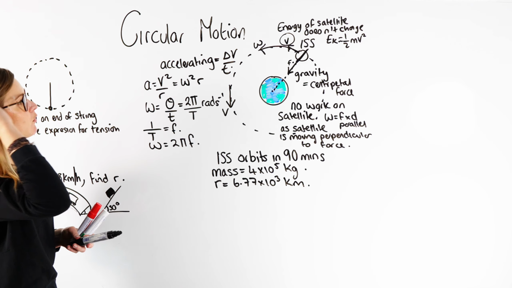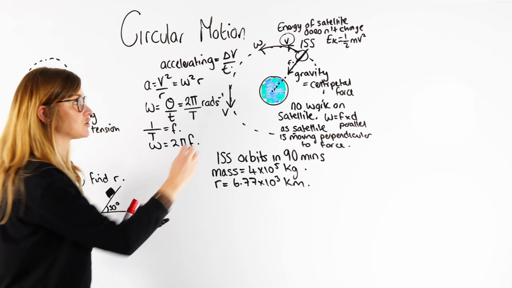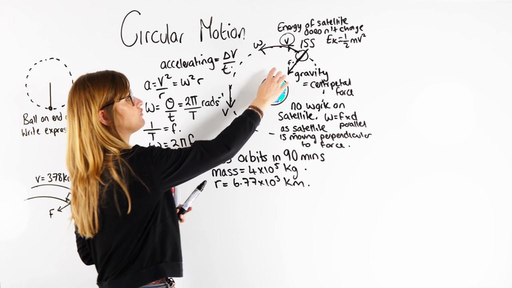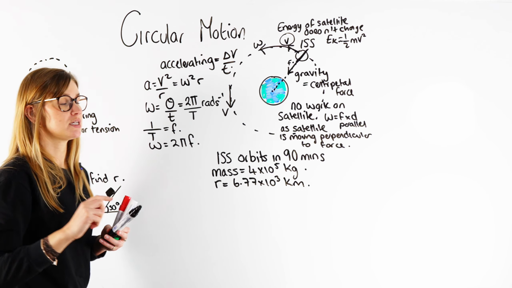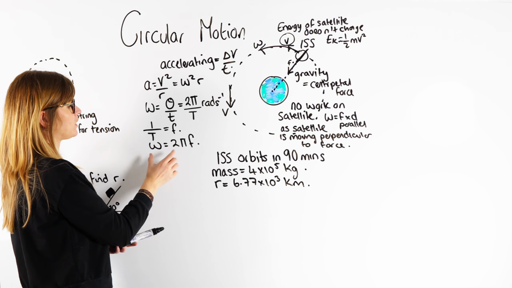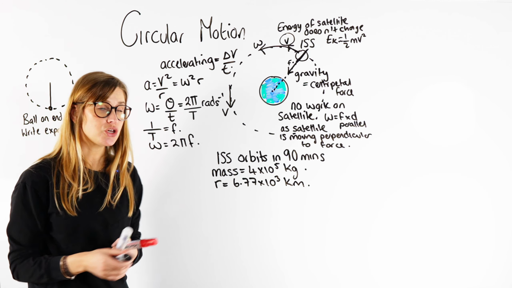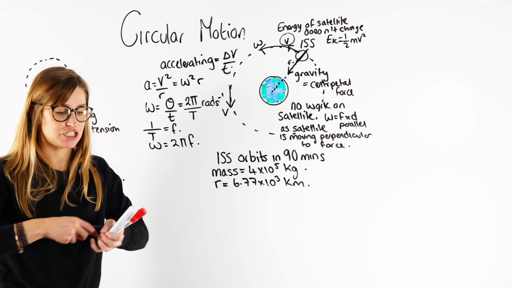Okay? So again, what we're saying is our satellite is accelerating. We know that it's accelerating towards the center of the Earth, but again, it's not being pulled towards the center of the Earth because that force of gravity is perpendicular to the direction of its motion. Okay? So again, we know we've got its linear speed and we know we have its angular speed. So now we can apply these equations to the International Space Station.